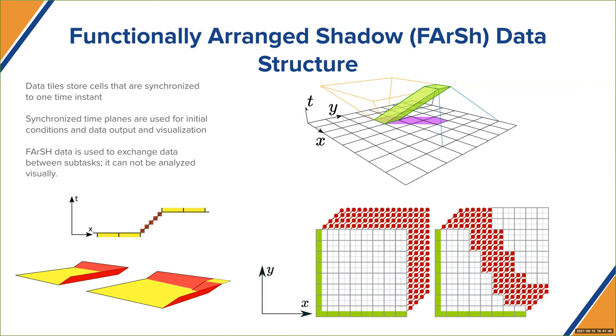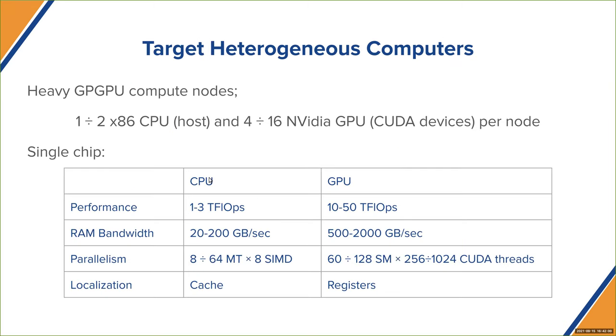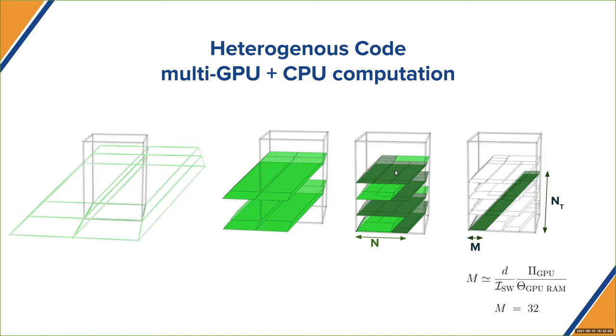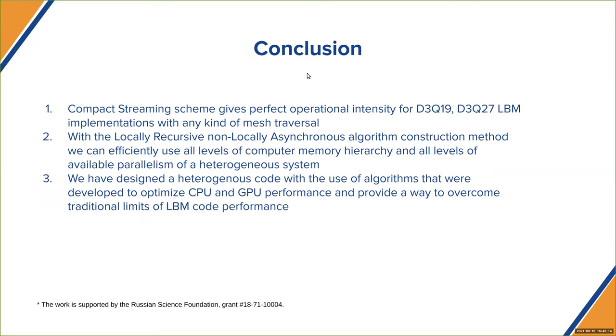Yes, the conclusion here is that we use the same technique to store the memory of the simulation on the CPU and process it on GPU without the loss of performance, because we store only small areas of the domain on the GPU. And here are some illustrations of how we combined both algorithms on GPU and CPU for multi-GPU and CPU computation. And in conclusion, in total, what I wanted to deliver in this talk is that we have an algorithm construction method that allows us to break the roofline ceilings, the memory bound ceilings for the stencil problems, and to use all available resources of modern computers for efficient codes.